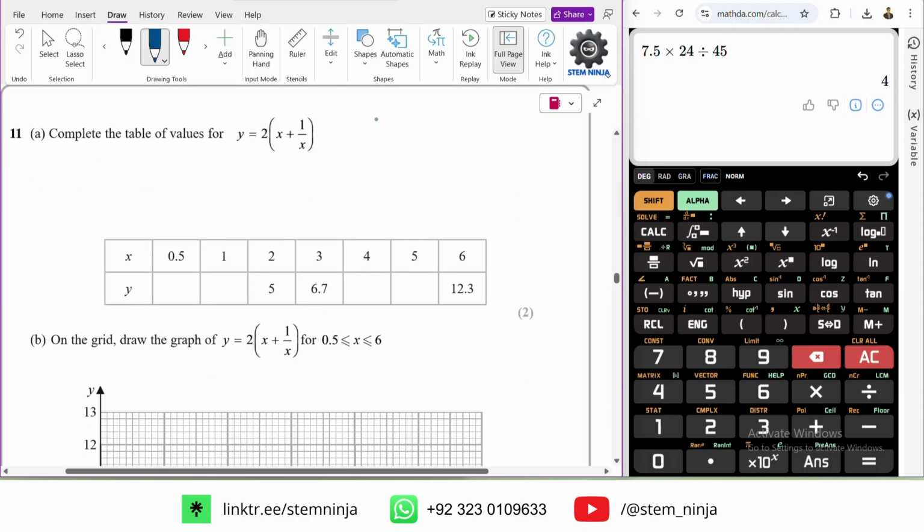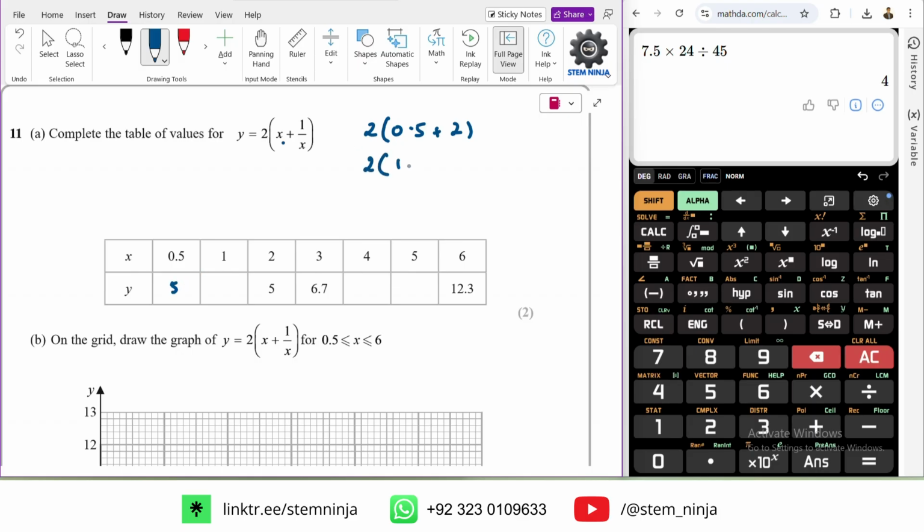Complete the table of values for y equals 2x plus 1 over x. Alright, so let's do this. So you have 0.5 plus 1 over 0.5, which would be just 2, right? So 2.5 times by 2, that is 5.